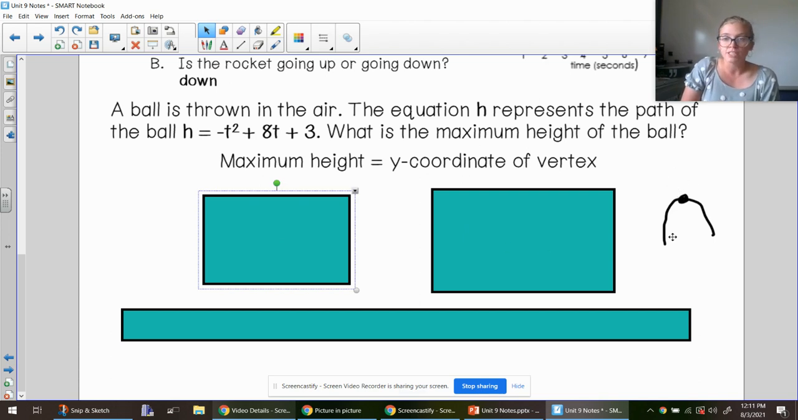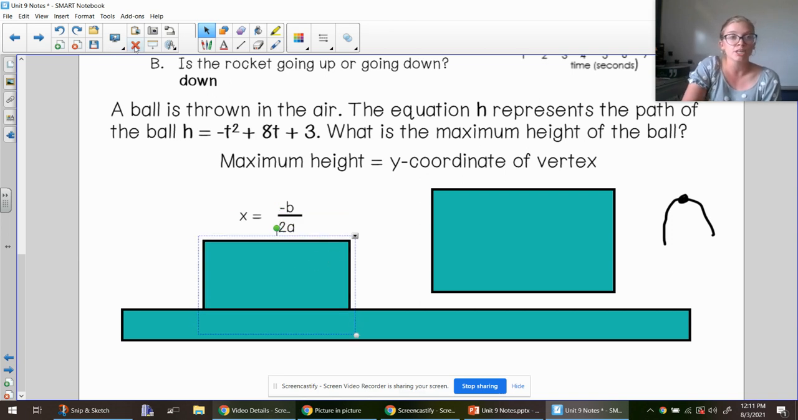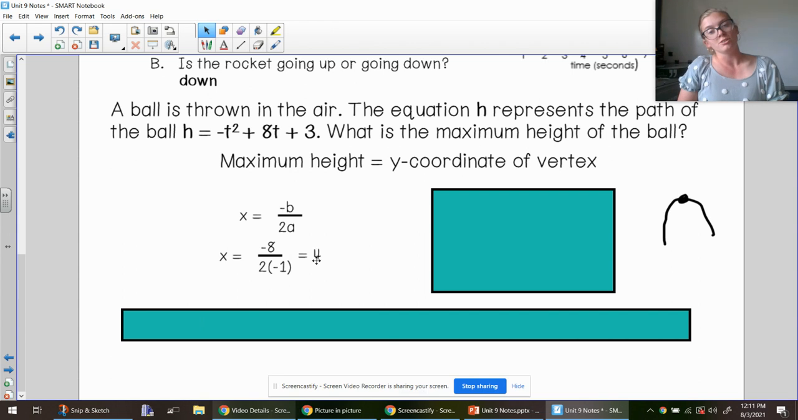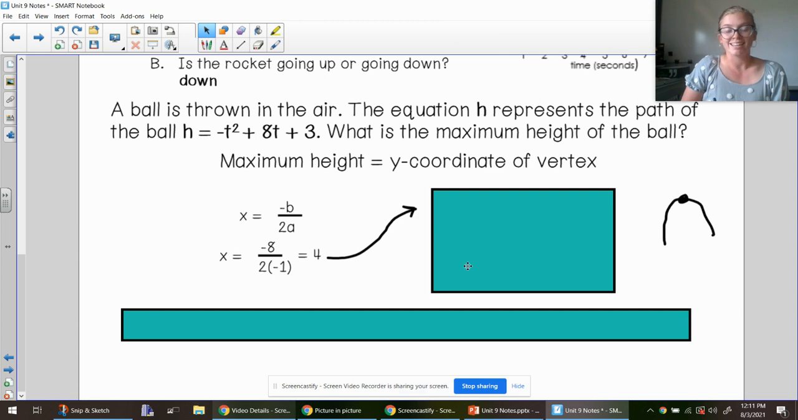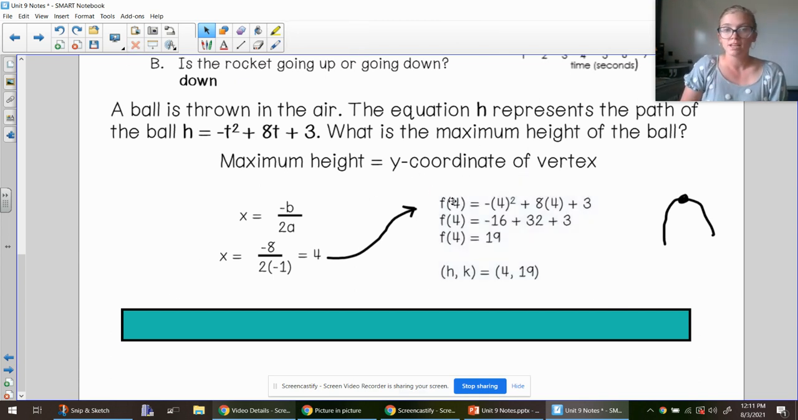So to find the y-coordinate of the vertex, we're going to start by finding the axis of symmetry. We're going to use negative b over 2a to find the axis of symmetry. b is 8, so negative 8 over 2 times negative 1, which is positive 4. Then we're going to take that number, and we are going to evaluate the function where x is equal to 4. So f of 4 is the same as negative 4 squared plus 8 times 4 plus 3. If I evaluate, I end up discovering that at 4 seconds, the ball is 19 feet high. So my vertex is at (4, 19).